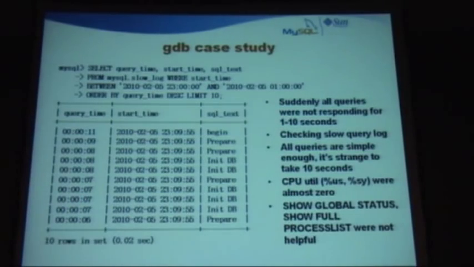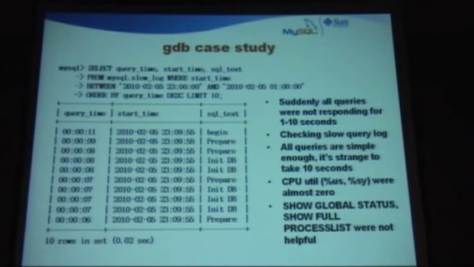GDB case study. In this case, suddenly all queries were not responding for 1 to 10 seconds. Checking the slow query logs, all queries were simple enough, but they were kept waiting for 10 seconds. This is very strange. CPU utilization was almost 0, and SHOW GLOBAL STATUS and SHOW FULL PROCESSLIST were not helpful in this case.